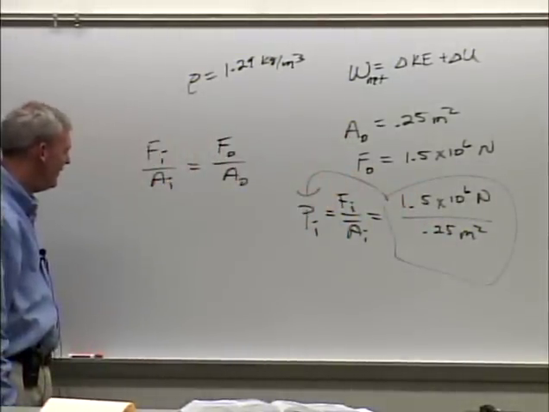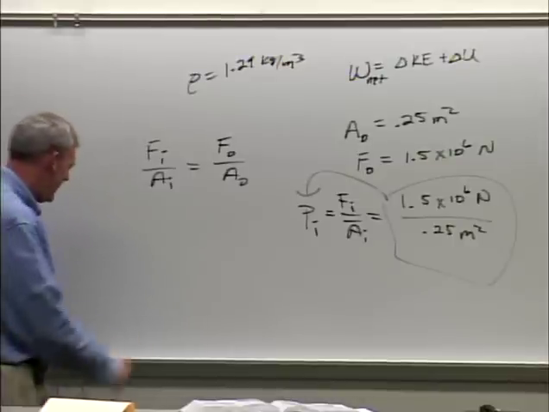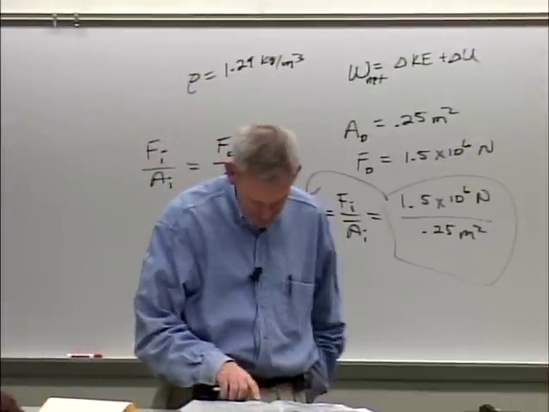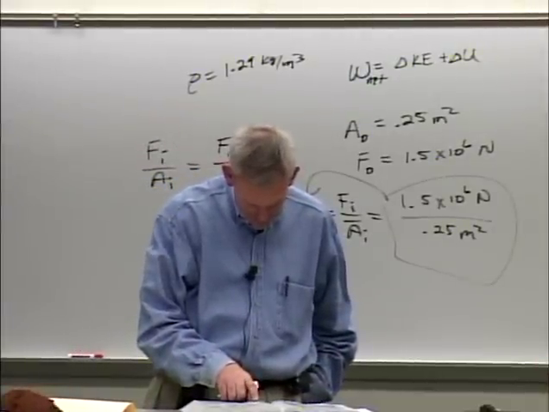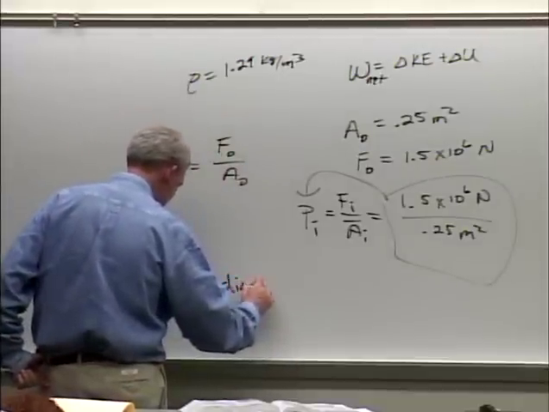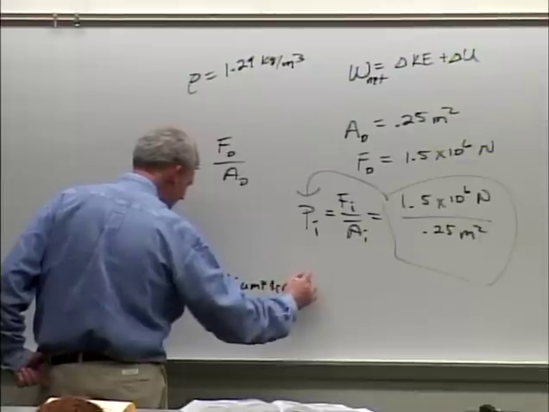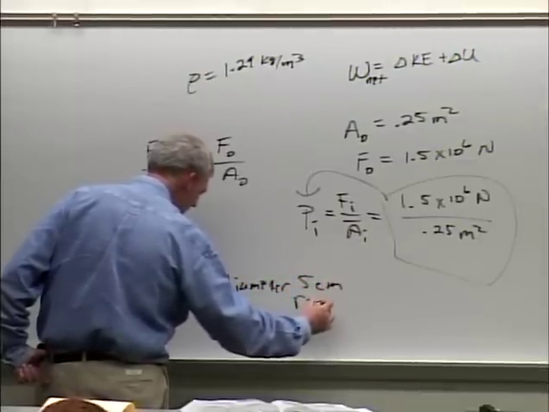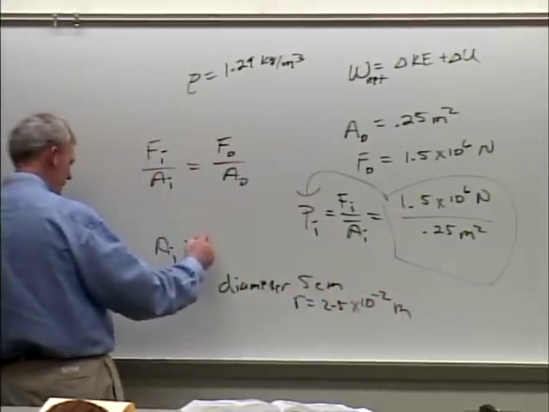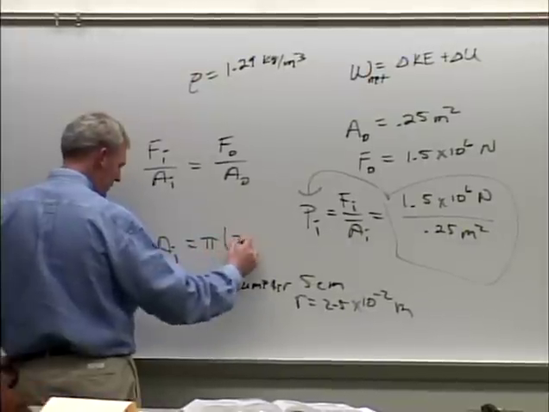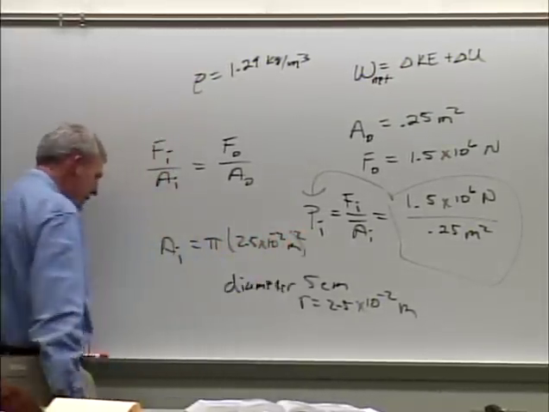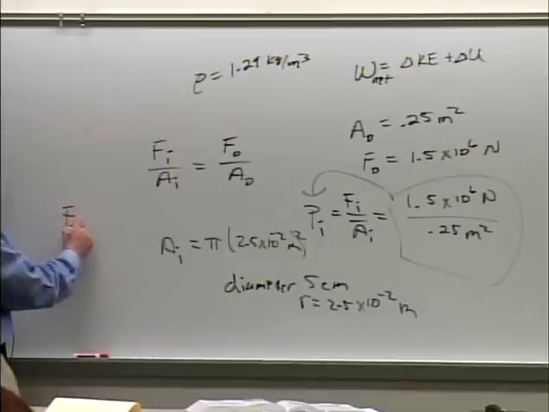Just wanted you to get used to seeing how they do it. And then, of course, they ask, hey, if AI is equal to, now here's where you got to be careful. If AI has a diameter of 5 centimeters, whoops, it's got a radius of 2.5 times 10 to the negative 2 meters. So you got to put that in. So AI would be pi times 2.5 times 10 to the negative 2 meters squared. And they want you to find Fi.